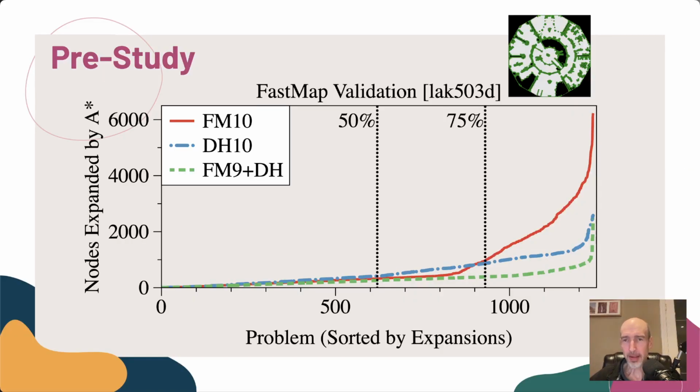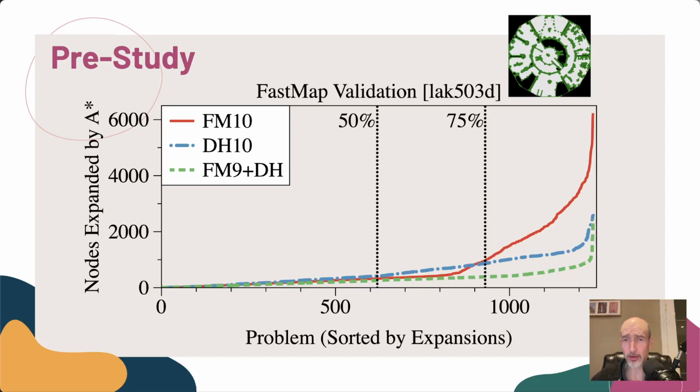So we started by doing a really deep study of FastMap to validate that we had a good implementation and to make sure we understood the performance. In the FastMap paper, the majority of the results are actually reporting two things. They're either reporting the median, or they're reporting the number of problems in which FastMap outperformed other approaches.